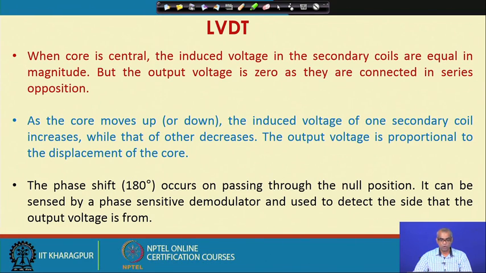The phase shift of 180 degree occurs on passing through the null position. This phase shift can be sensed by a phase sensitive demodulator and used to detect the side that the output voltage is from. So, from which side this output voltage is coming can be detected by a phase sensitive demodulator.